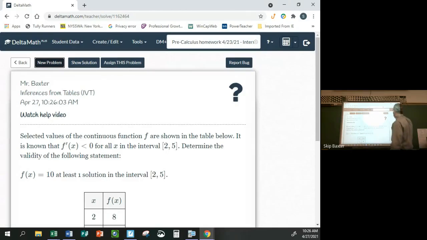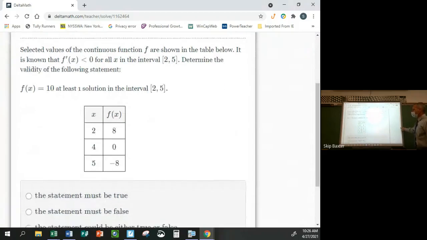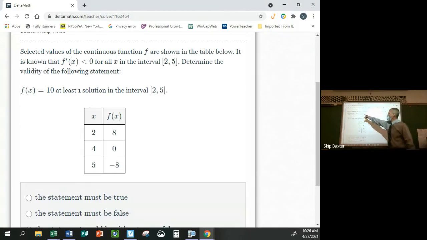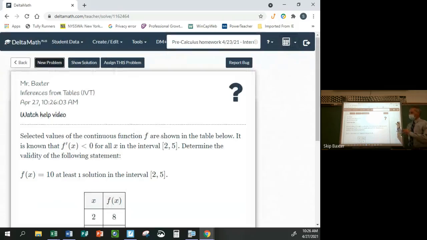All right, let's just do one more. So here again, they're telling you it's strictly decreasing. So is this true or false? F of x equals 10 at least once. This one would be false because it's strictly decreasing. If it's strictly decreasing, it's never going to be bigger than 8. It's always going to go down from there. So this one's going to be always false. Okay? Does that give you a better idea of this assignment?